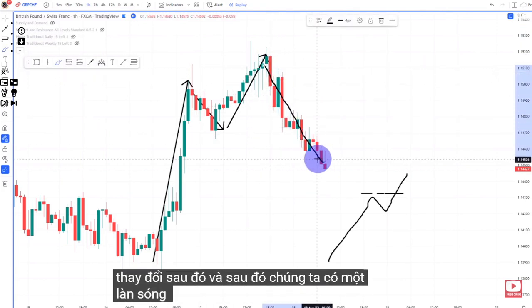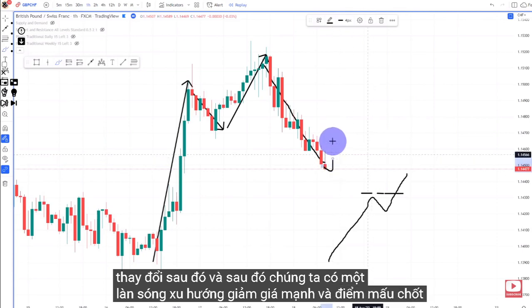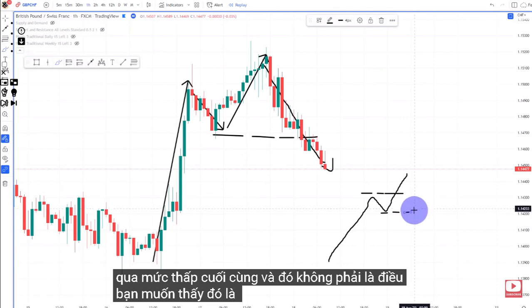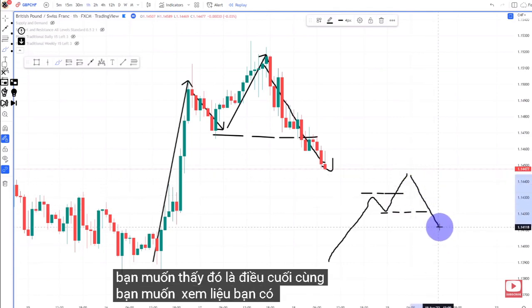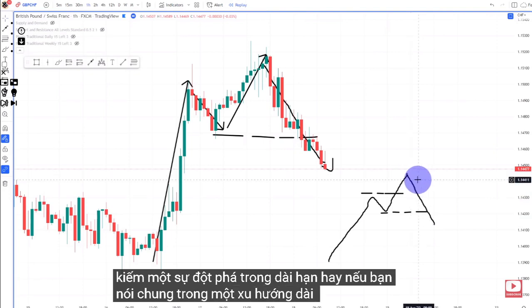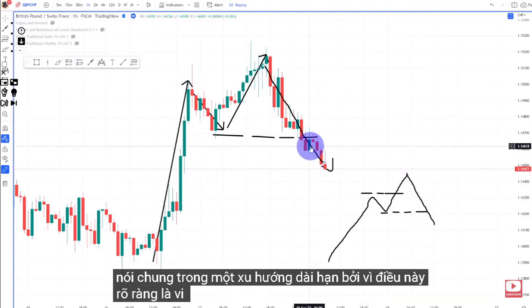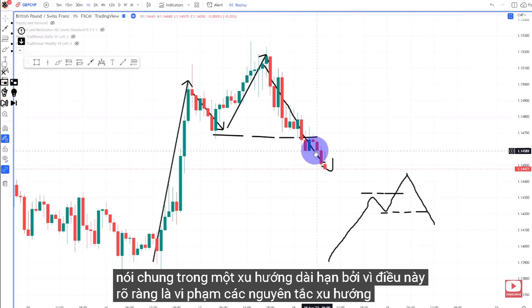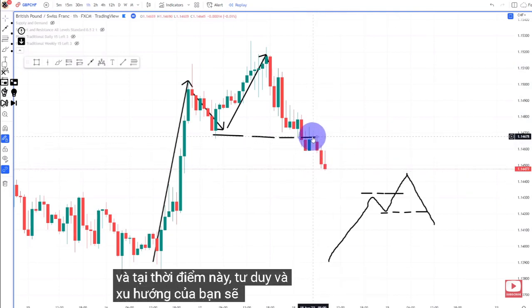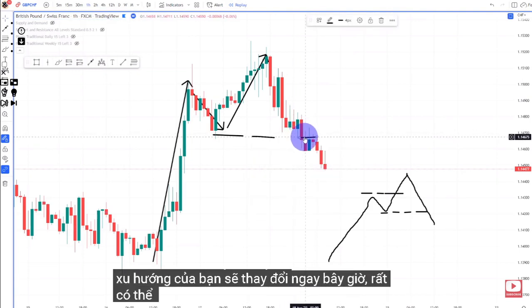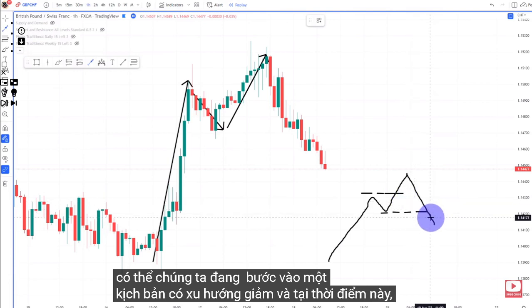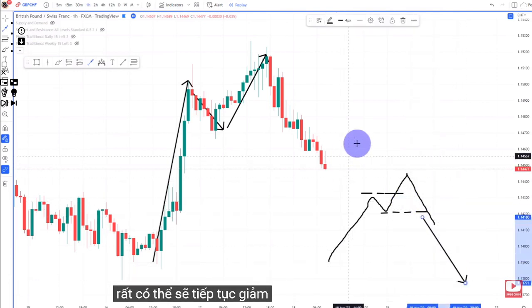And then we have a strong bearish trend wave. And the key here is that you can see that we break through the last low, and that's not what you want to see. That's the last thing that you want to see if you are looking for a long breakout, or if you're in general in a long trend, because this is a clear violation of trending principles. And at this point, your mindset and your bias should shift. Now it is very, very likely that we're entering a bearish trending scenario. And at this point, it's very likely to see more bearish continuation.